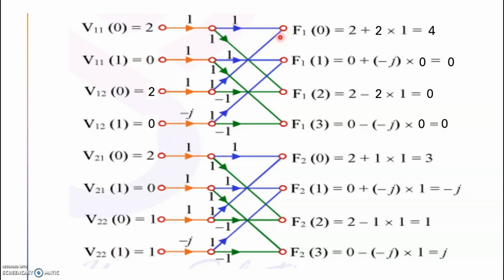To do the first addition at the first summation point, we have this output 2 here plus this output 2 here multiplied with the twiddle factor 1, we will get 4. Similarly, for this first stage output equal to 0 plus this 0 multiplied with the twiddle factor negative j, we will get 0. Then we continue to do the rest of the summation.